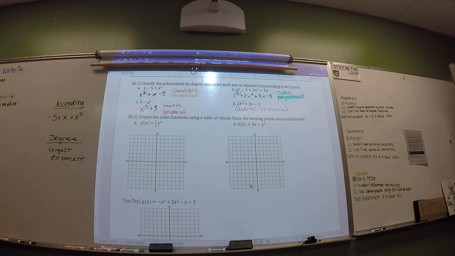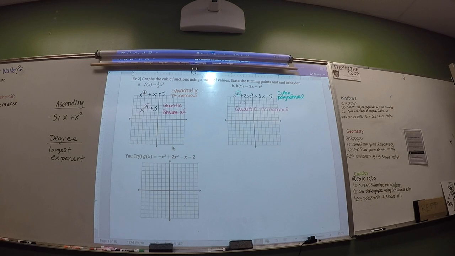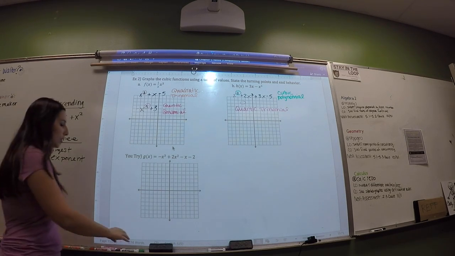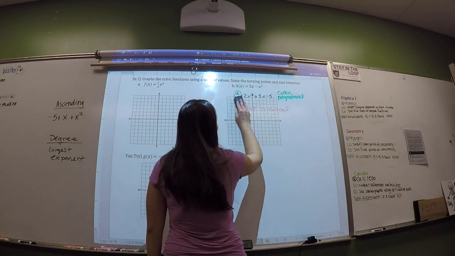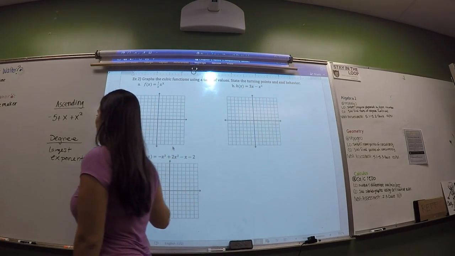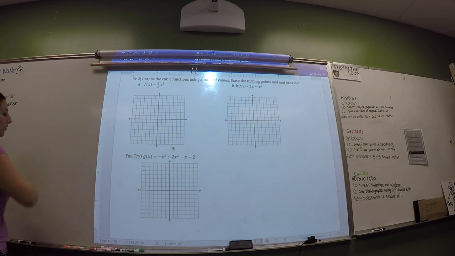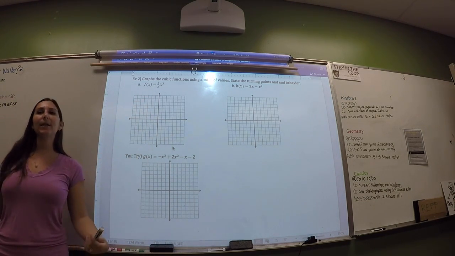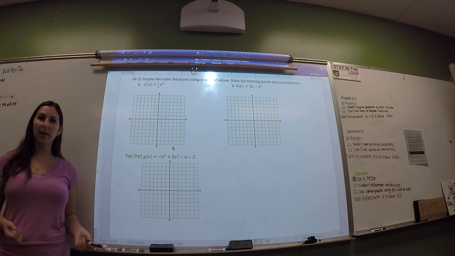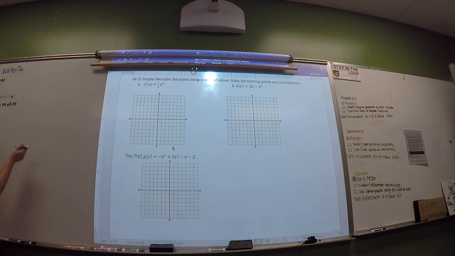Alright, so now what we're gonna do is we are going to graph some cubics. We're gonna do a couple by hand and then a couple, well there's only 3. We're gonna do like 1.5 by hand and then 1.5 using the calculator to help us. So the first thing you're going to do is note that it's a cubic. If it's a cubic, then it's either gonna look like this, or it might have some lumps in it, or it might go the other way.